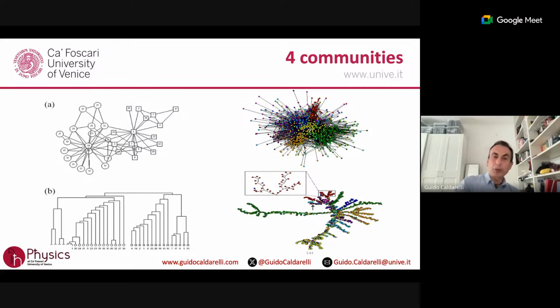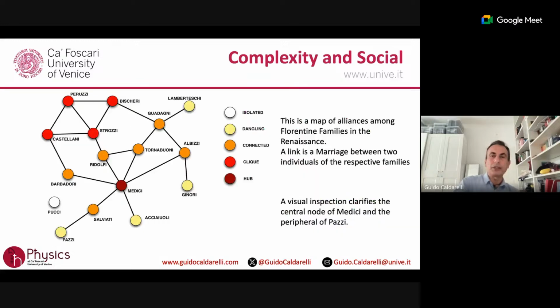So these are the properties of networks and are pretty universal. How can you apply them to society? Well, people, for example, start to study past history, and I don't know how many of you are familiar with that, but this is a typical example in sociometry. These are families, those names are Italian surnames, families that were powerful in the Renaissance in Florence, in Italy.